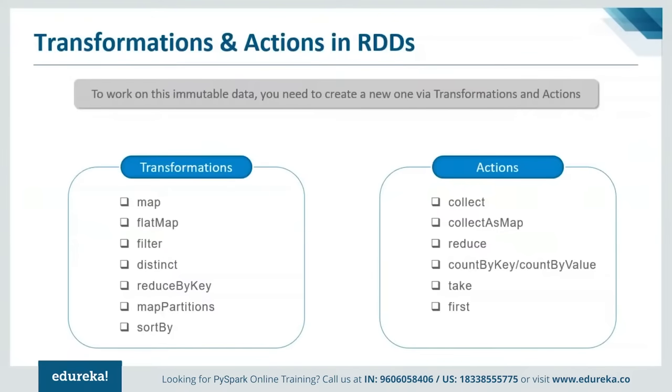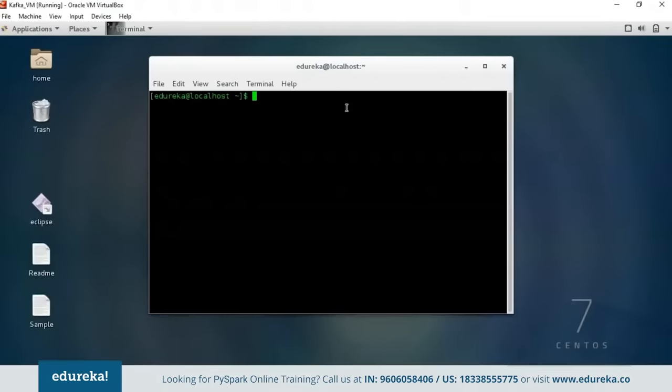Now, a few important transformations are map, flatMap, filter, distinct, reduceByKey, mapPartitions, and sortBy. Actions are the operations which are applied on an RDD to instruct Apache Spark to apply computation and pass the result back to the driver. A few of these actions include collect, collectAsMap, reduce, take, and first. Now let me implement a few of these for your better understanding.